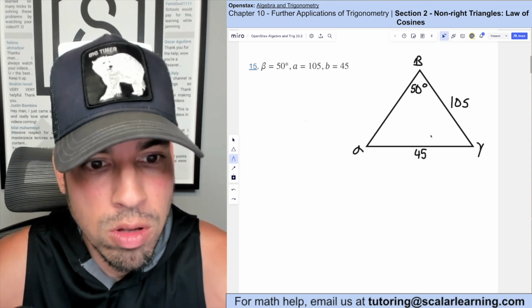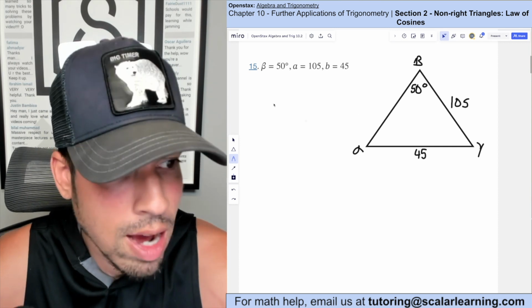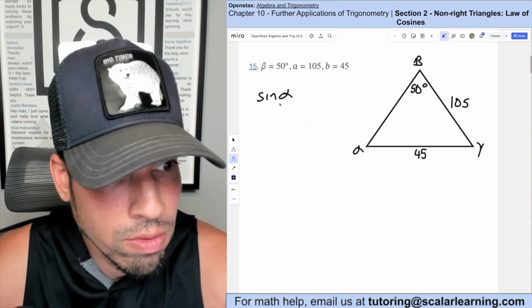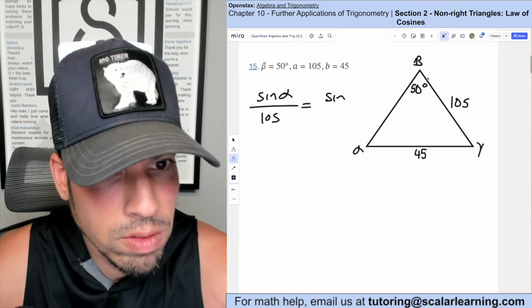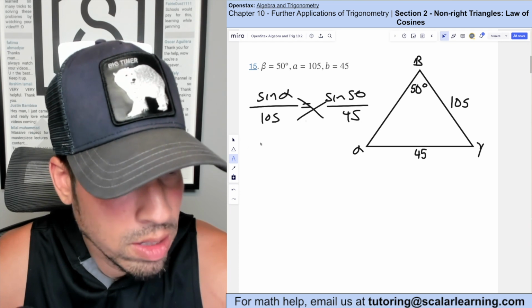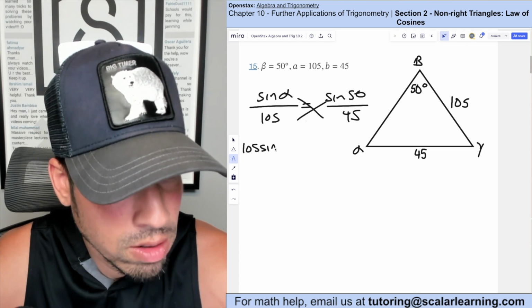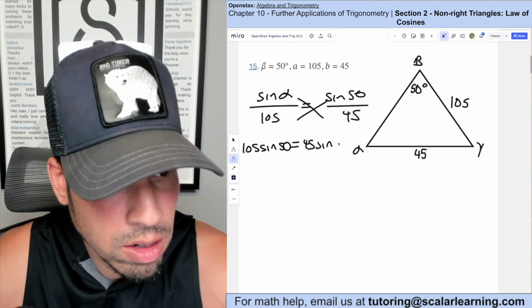And we're going to use law of sines to find alpha first because we know the side opposite. So we got sine of alpha over 105 is equal to sine of the other pair, 50 over 45. Then we're going to cross multiply like so. We got 105 sine of 50 is equal to 45 sine of alpha.